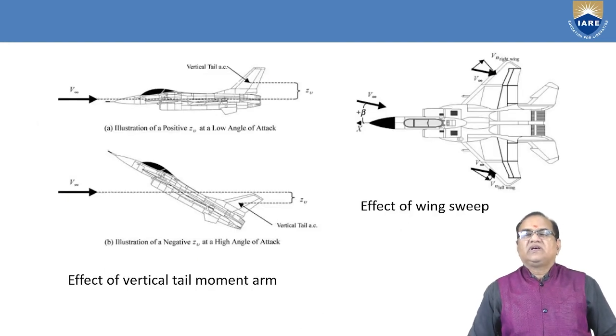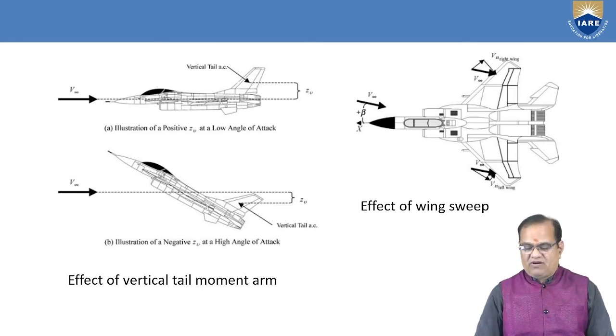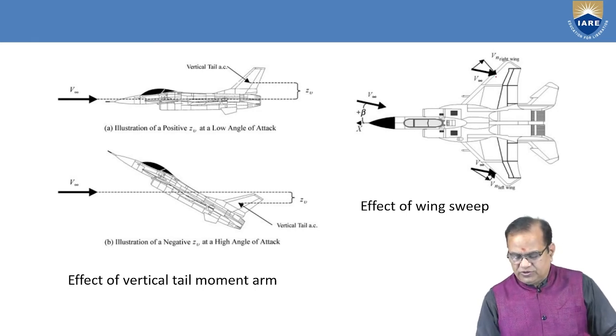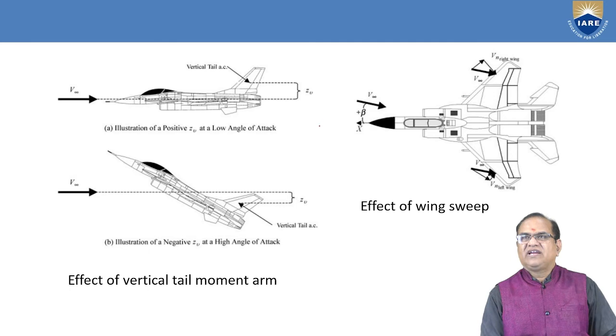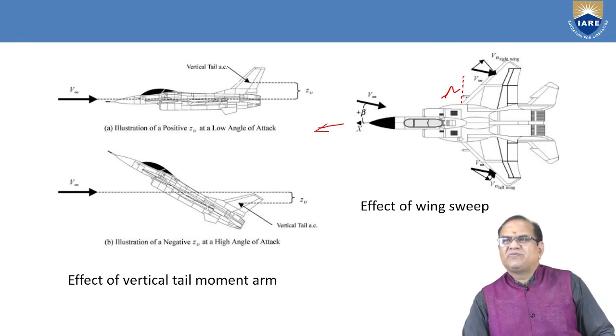Now I am going to discuss the effect of the wing sweep and the effect of the vertical tail moment arm. First I will discuss the effect of the wing sweep. You can see here, if this is the aircraft moving in this direction, this is the sideslip beta, and here is your sweep, some angle. Sweep is given by this angle, the sweep angle. I am seeing from the top, and this is the right wing and this is the left wing.